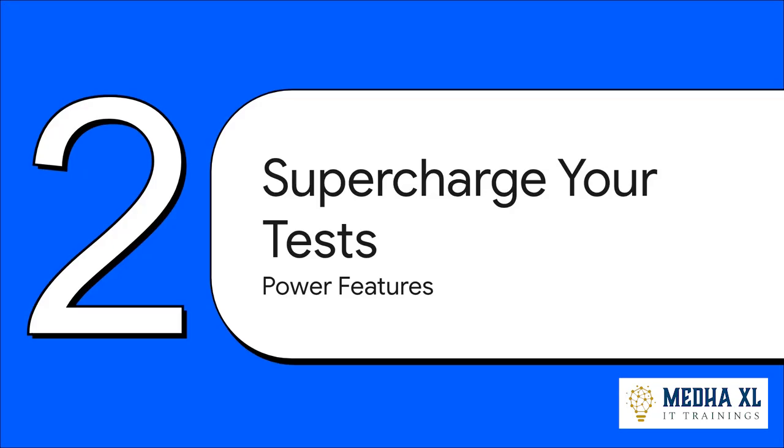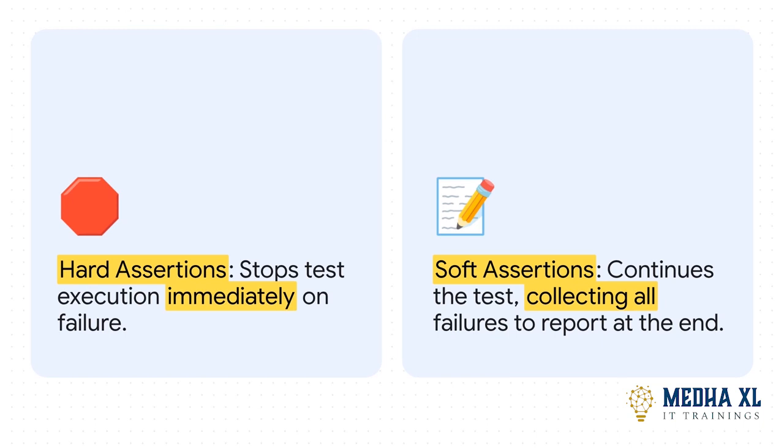All right, so now that we have the basic building blocks down, let's get into the really cool stuff. These are the features that are going to supercharge your tests. This one is a huge game changer. You've got two kinds of assertions. A hard assert is probably what you're used to. The moment something fails, boom, the test stops right there.